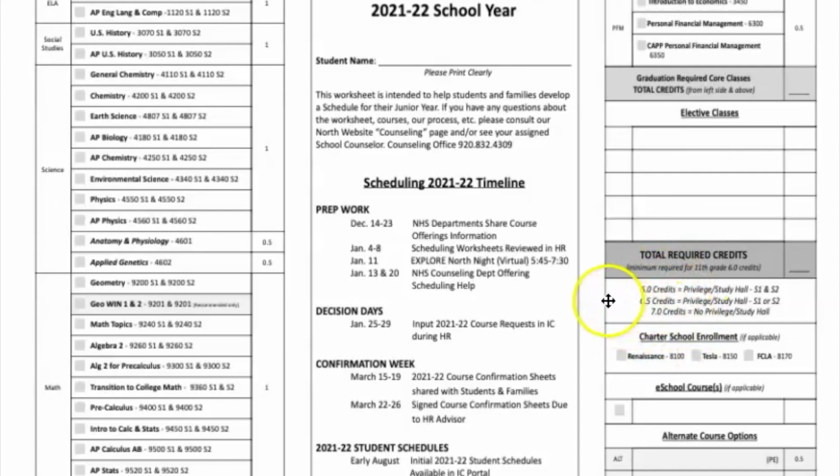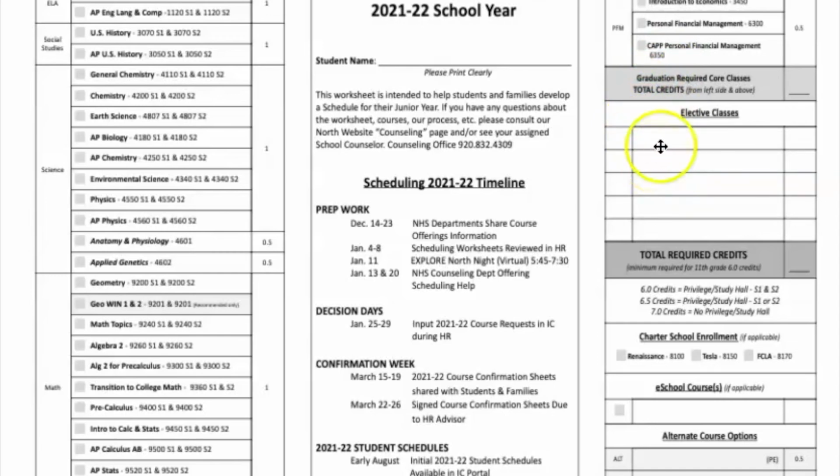So if they want to have a study hall both semesters or a privilege both semesters, they're looking then to add 1 elective class to make it their 6th credit. If they want 1 privilege or study hall, they'd be adding a credit and a half of electives. If they're choosing to have no study halls or privileges, they'd be looking at 2 credits in this area, again assuming PE and PFM. So they should think about what are those elective classes that they want to take.